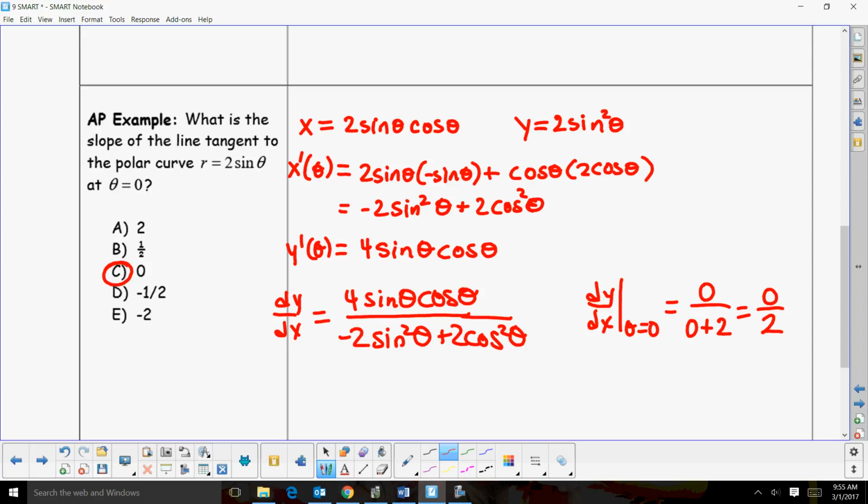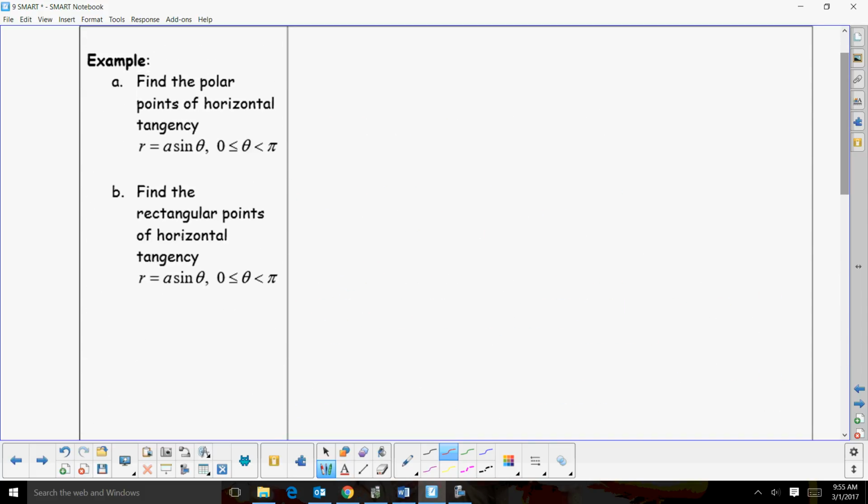Everybody good? So now let's go back up to this one. And it wants me to find the polar points of horizontal tangency for this r equals a sine theta. So if I want to find where I'm going to have a horizontal tangent, I'm looking for dy d theta equals 0. Is that all? No, dx d theta doesn't equal 0.